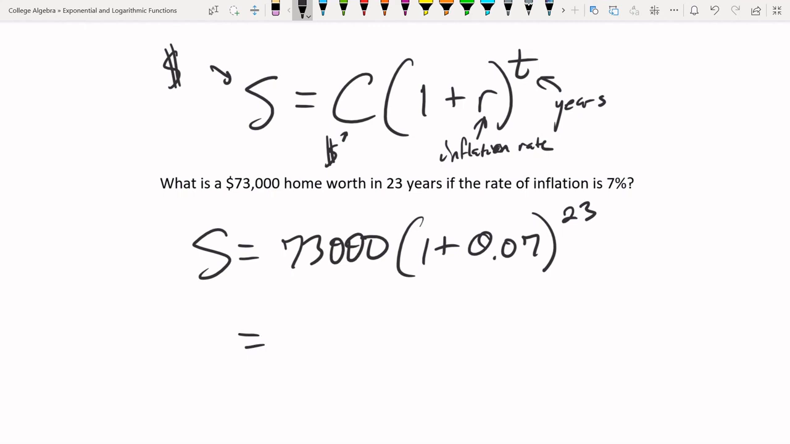Now let's actually calculate that. Plugging this in a calculator, we get 0.07 to the power of 23. We get 346,058. $346,000 pretty much.